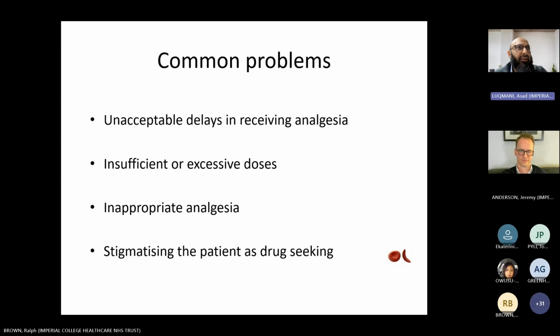Okay, this slide is just highlighting some of the common problems that are encountered in managing patients with acute presentations with sickle cell disease. Often these patients face unacceptable delays in receiving their analgesia, hence the national standard and the target of 30 minutes to receive the first dose of analgesia. But despite that, many times, particularly in busy ED departments, patients don't receive the analgesia within the desired time frame.